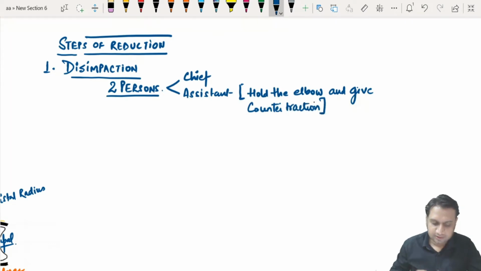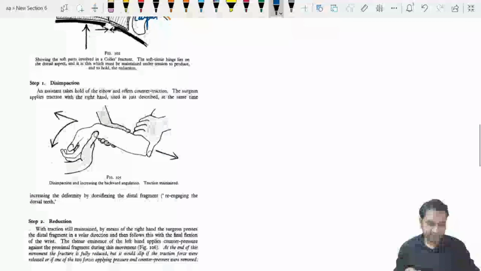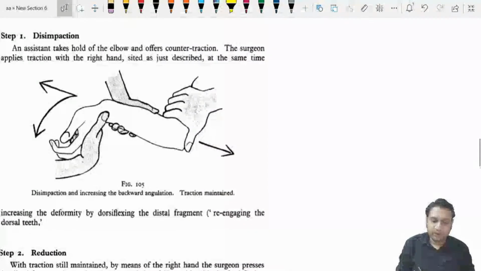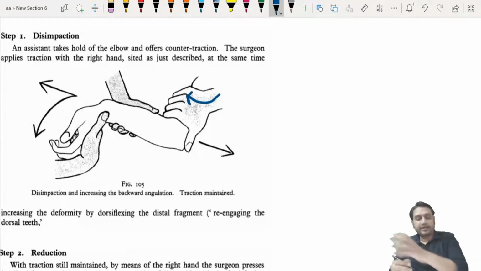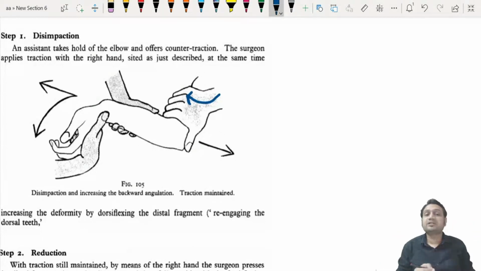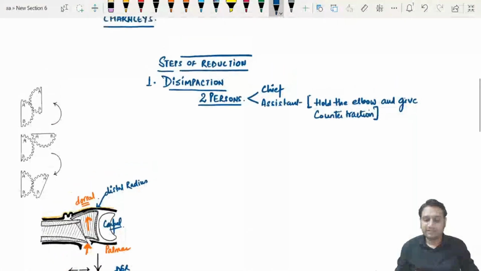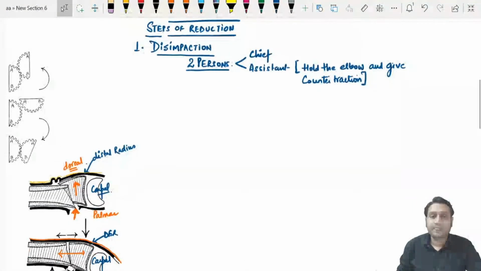So how is it done? It is something like this. This is step 1. The assistant will hold it from here, the elbow area, and will keep on pulling it. Where the main chief person is giving the traction, it is from here. How it is done, we'll learn step by step. So this is step 1.